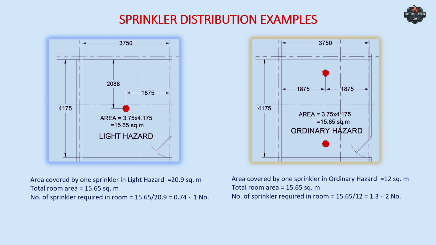Now let's go to ordinary hazard. You know that the area covered by one sprinkler in ordinary hazard is equal to 12 square meters. So the number of sprinklers required in this room is 15.65 divided by 12, which comes out to be 1.3. So rounding off to 2. So here we need 2 sprinklers in ordinary hazard. In light hazard, suppose your area comes out to be more than 20.9 square meters, then you need 2 sprinklers. Same in ordinary hazard, if the area comes out to be more than 24 square meters, then you need 3 sprinklers, and so on.